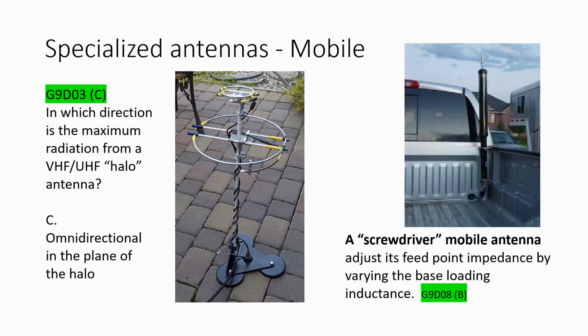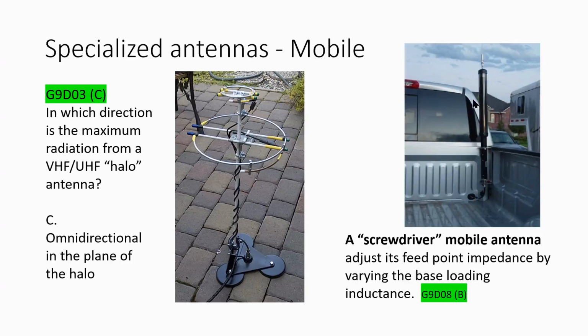What about mobile antennas? They're really short, right? At least on HF. Well, you got two examples here. One is, what direction is this halo? Well, this halo is a half wavelength dipole. However, it's wrapped around in a circle. So what direction is the maximum radiation of a dipole? It's perpendicular to the elements, right? Well, but this one's wrapped in a circle, so it actually becomes an omnidirectional horizontal antenna.